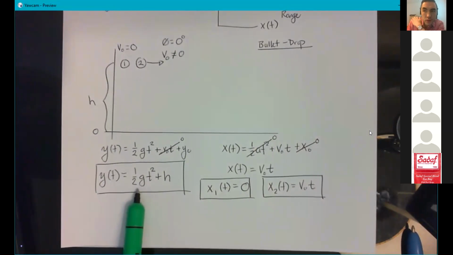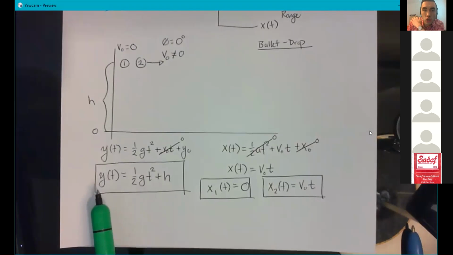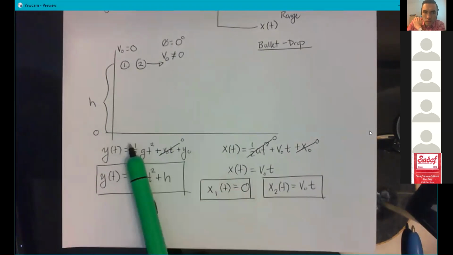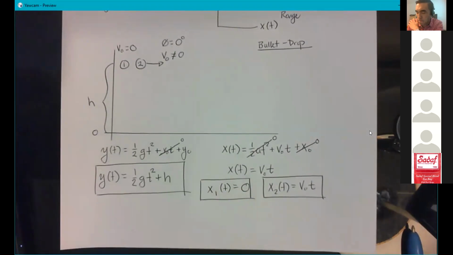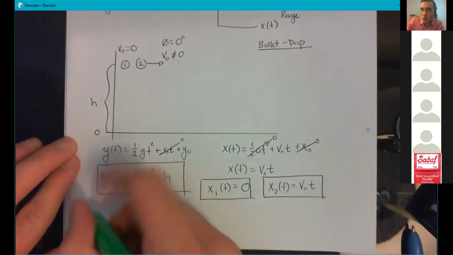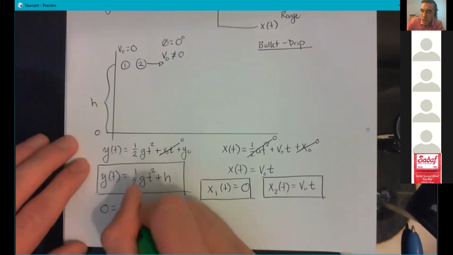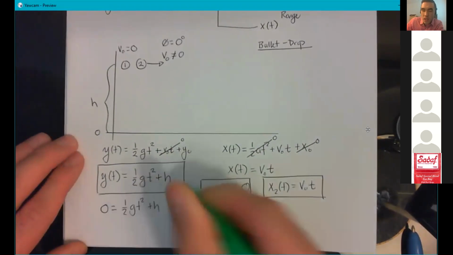This equation right here is actually sufficient for us to get the total time of flight in both of these cases. The reasoning behind this is, what is the height when this thing is done moving? Where is this ball going? To the ground. It's just falling to the floor. So yeah, 0. We're asking the question, when the position of y is 0, how much time does that take? So 0 is going to be equal to 1/2 gt squared plus h.